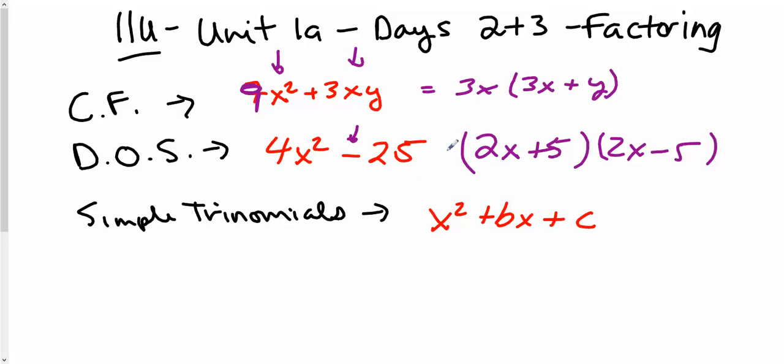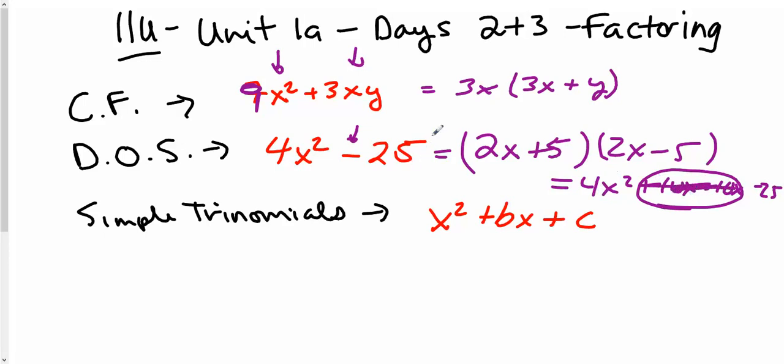And the reason that works is when you FOIL this out, we get 4x squared plus 10x minus 10x minus 25, and when you clean it up, plus 10x and minus 10x cancel each other out, and you're left with 4x squared minus 25. So anytime you factor, you can go back and expand, either by FOILing or just the distributive property. You could expand this out and figure out what this expanded is, and if it's correct, it's your original question.